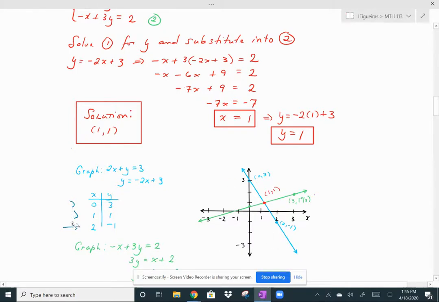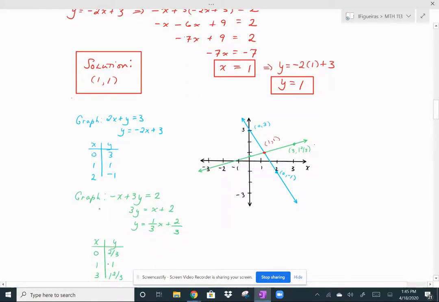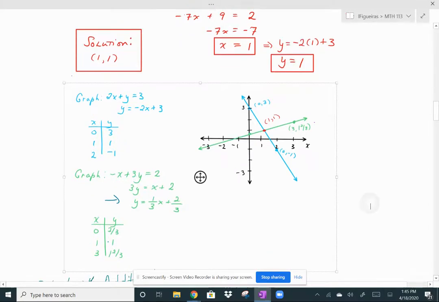Right, so let's do the same thing with the second equation, which is the one in green. Remember, the original equation was negative x plus 3y equals 2. If I solve it for y, I get y equals 1/3 x plus 2/3. So I have a y-intercept at 0, 2/3. I have my point of intersection, which is the solution at 1, 1. And then I'm going to plug in some other value. I'll pick 3. And when x is 3, and you plug it in here, you get 1 2/3 as your y value. So those 3 points get plotted on the graph.